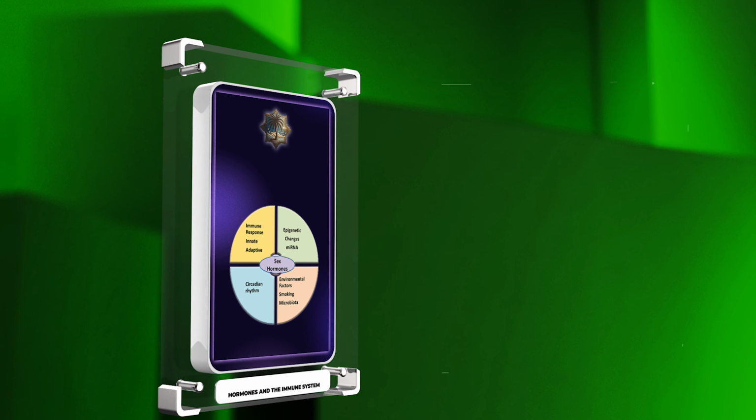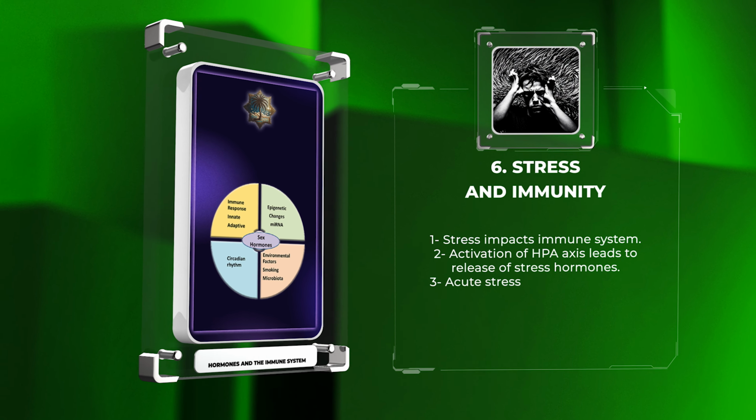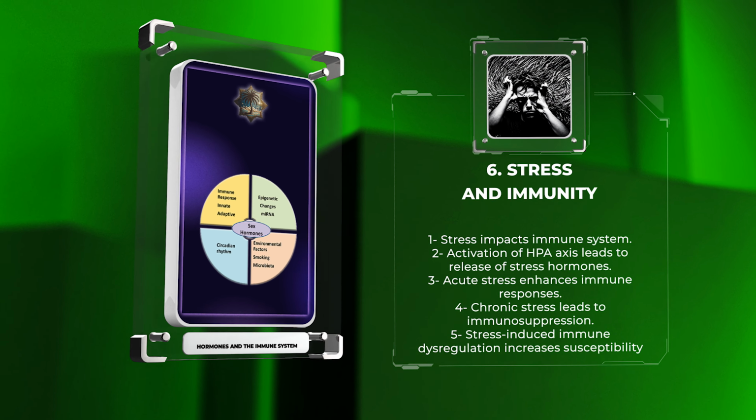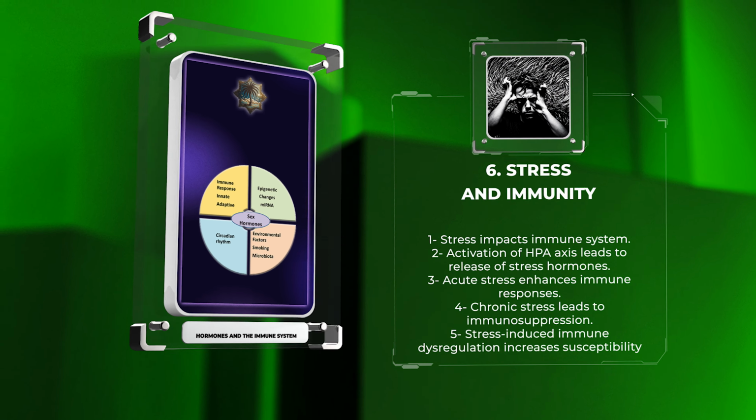Stress, whether physical or psychological, significantly impacts the immune system. The stress response involves activation of the hypothalamic-pituitary-adrenal (HPA) axis, leading to the release of stress hormones, including cortisol. Acute stress can enhance immune responses, but chronic stress can lead to immunosuppression. Stress-induced immune dysregulation increases susceptibility to infections, impairs wound healing, and contributes to the development of autoimmune diseases. Recognizing the impact of stress on immunity is crucial in clinical practice and patient management.